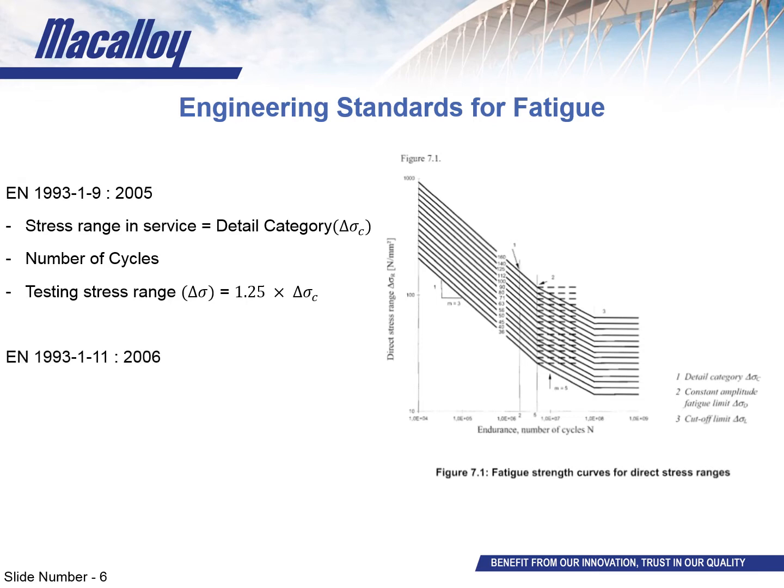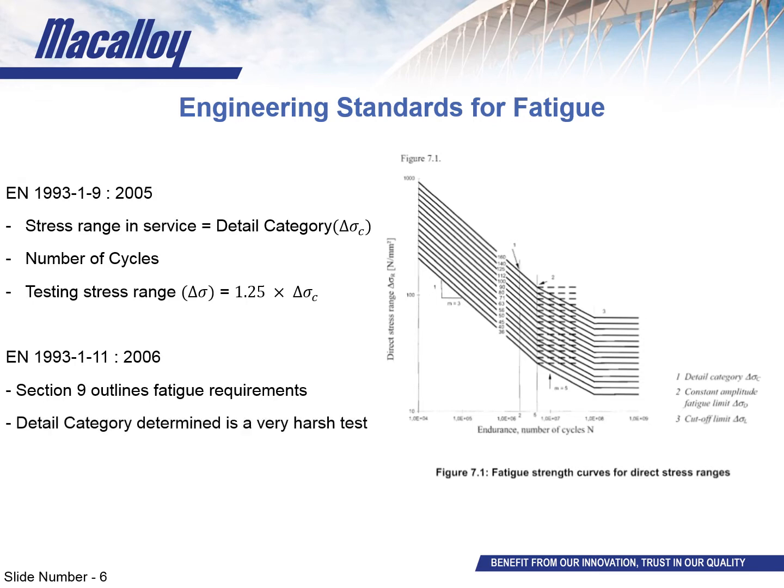The second of the two standards that I'm going to be talking about is EN 1993 Part 1, Part 11. This is the part that relates to tension components within a structure in general. And in Part 11, it's Section 9 that outlines the fatigue requirements for tension components. In that, it gives the detail category that's meant to be used for tension rods when testing them. Now, while it's always good to adhere to European standards, the stress range specified in Part 11 is actually extremely hard to test. This is because the testing stress range specified is in excess of 131 newtons per millimeter squared.